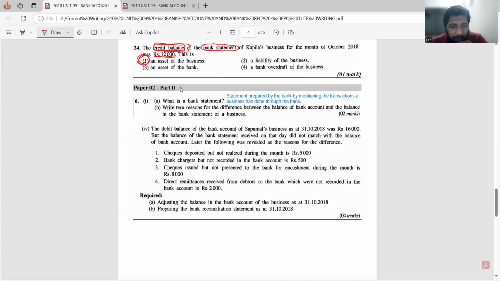Okay. The next one, state 2 reasons for the difference between the balance of the bank account and the bank statement of a business. We learned a lot of reasons. There can be unpresented checks, unrealized checks, standing orders, checkbook charges, bank charges. I'm writing short form. You write it properly. Then direct remittances. So these are a few examples.